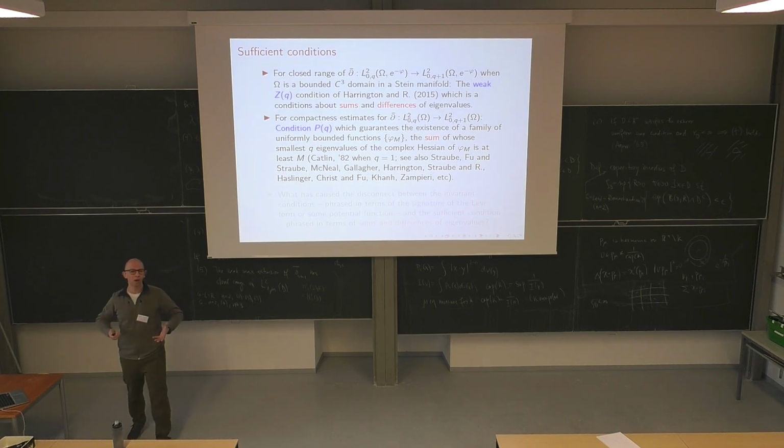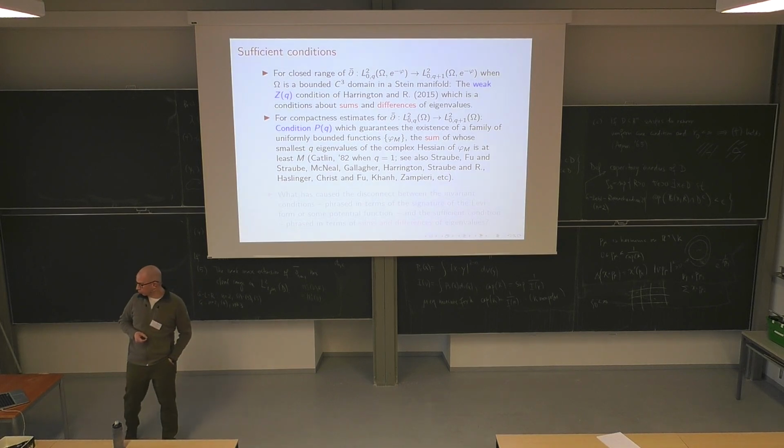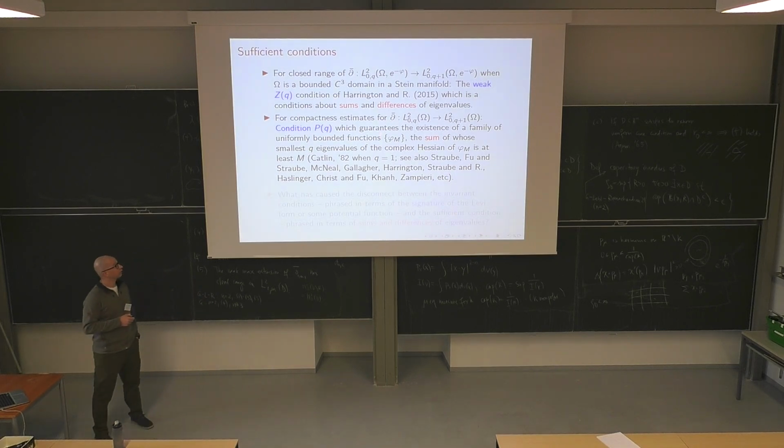one of the most well-known sufficient conditions is condition PQ. What does this do? This guarantees the existence of a family of uniformly bounded functions, phi m. And what can we say about these phi m's? The sum of the smallest Q eigenvalues of the complex Hessian of phi m is at least m.